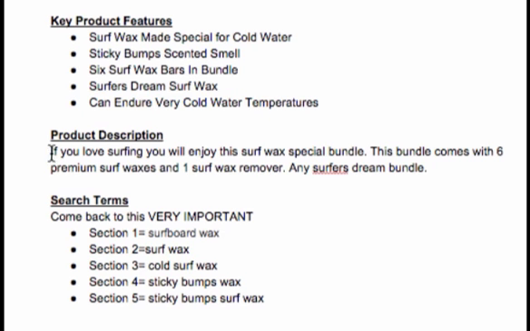Product description. Kept it very short and sweet still. If you enjoy surfing, Surf Wax special bundle. The bundle comes with 6 premium Surf Waxes. Take the Surf Wax remover out, because we're actually not going to keep this.